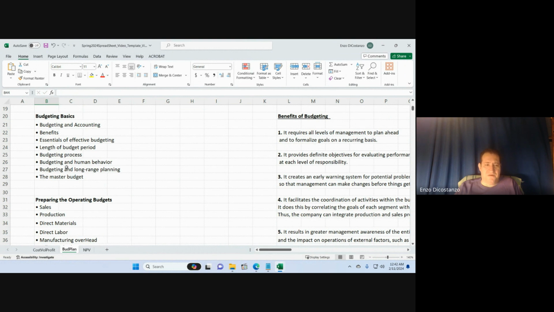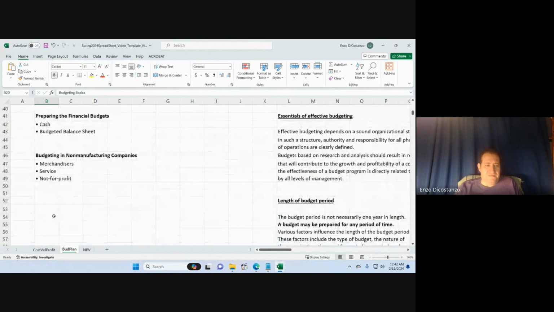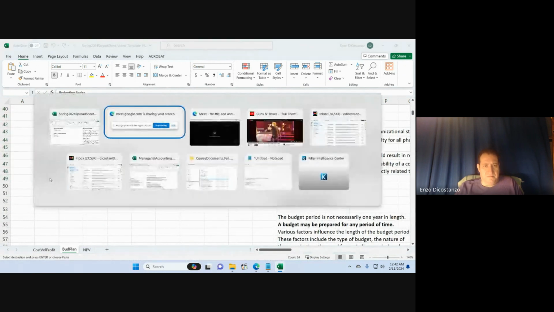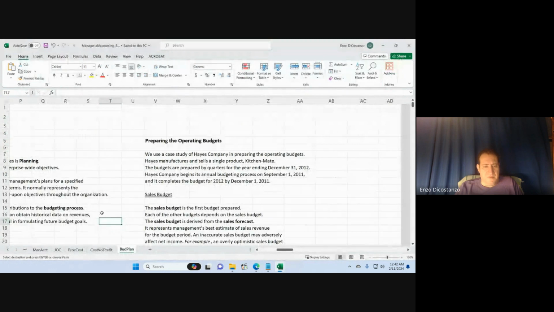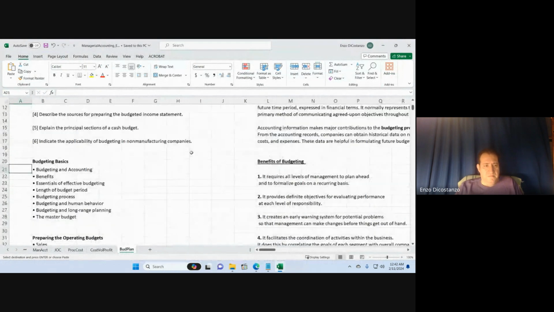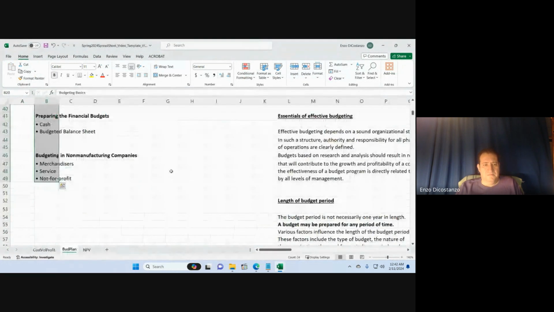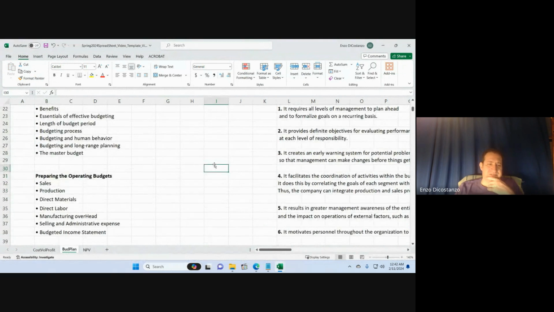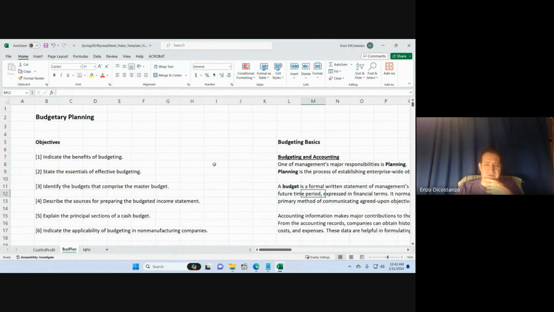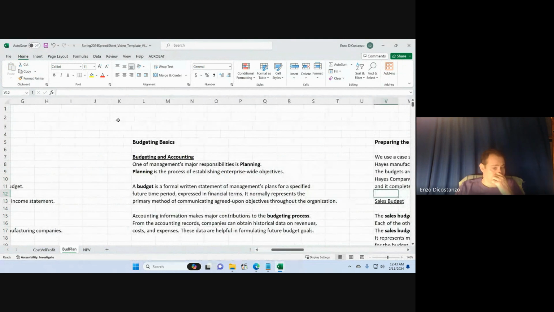Certainly the impact on behavior, long range planning, what the master budget is, the length of the budget period, the essentials of effective budgeting, budgeting and accounting. We care about all that stuff. And we've previously discussed a lot of this, without going into the details of really introducing it. Just to run through my notes in the Excel file here, budgeting and accounting, one of the main responsibilities is planning.